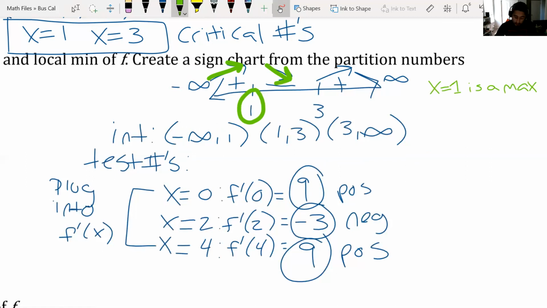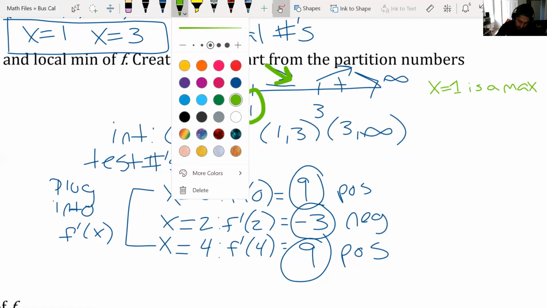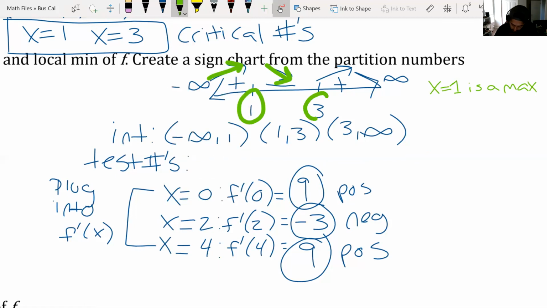Okay, then look at 3. At 3, we decrease, and then we increase. If we decrease and increase at 3, this means that x equals 3 is a minimum.